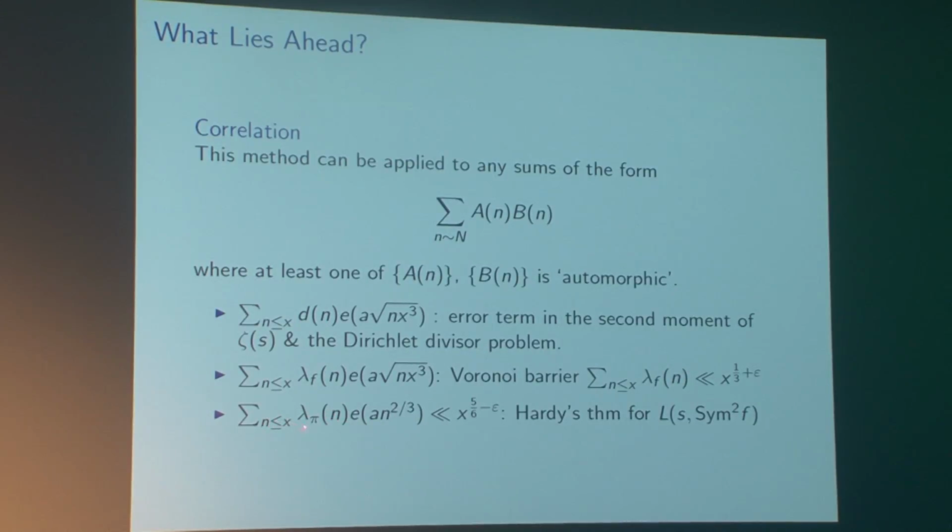The sum of lambda_pi(n), the Dirichlet coefficients of the symmetric square L-function, twisted by e(n to the power 2/3), must be bounded by x to the power 5/6. So it's not just a non-trivial bound, you need a substantial saving in the bound. And if you get that, you get infinitely many zeros of the symmetric square L-function on the central line. And this is again something that may follow from the GL2 delta method.